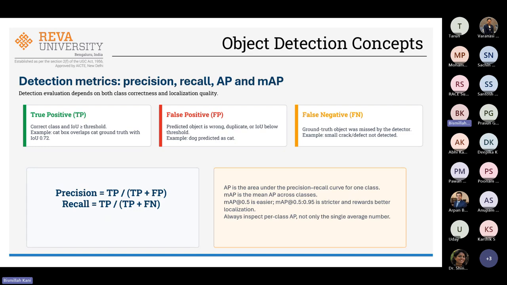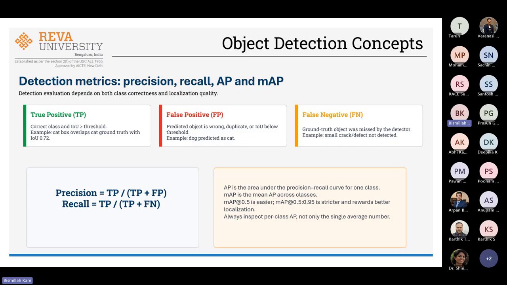And it also has to have the class name correct. It not only has to predict the bounding box correctly, but it also has to predict the class correctly. So in the previous example, the cat box overlaps with the cat ground truth box with an IOU of 0.72. I just made up some number, it's not mathematically correct.